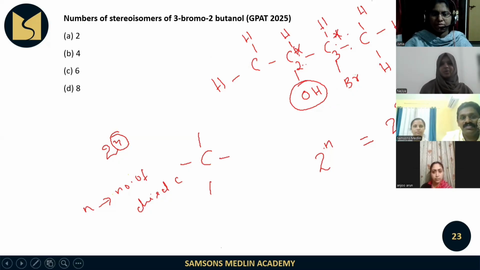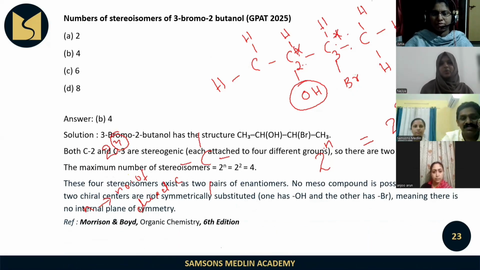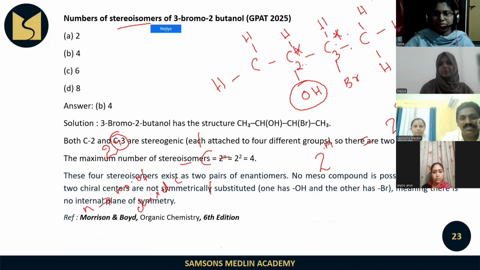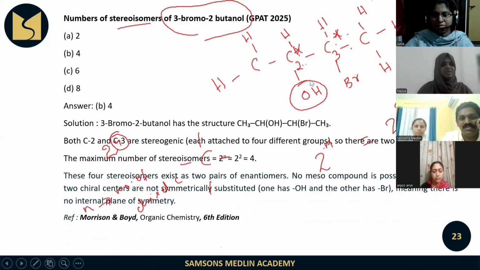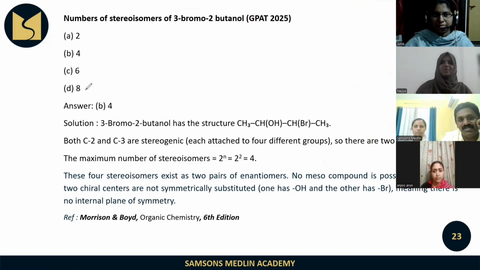3-bromo-2-butanol. In order to answer this question, first we need to know what a stereoisomer is. Then we need to draw the structure of 3-bromo-2-butanol. So that's all about this question. This is an easier question from organic chemistry. But when we take questions from analytical chemistry, it is a little bit difficult, but we can help you answer that type of question. That's all about pharmaceutical chemistry and analytics. Thank you.